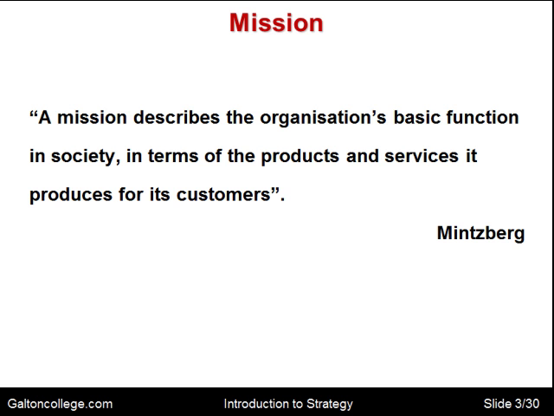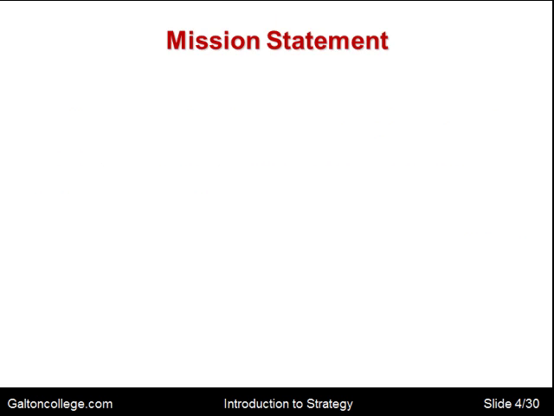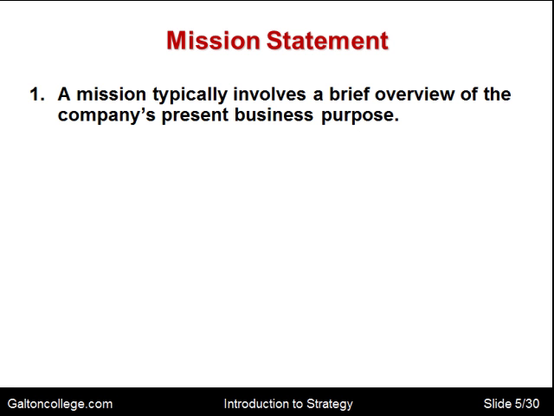It's quite a loose definition. It doesn't really tell us a lot about the mission, but it comes from Mintzberg, so it's worth knowing. But it's not a very informative definition. Let's look at the mission statement.